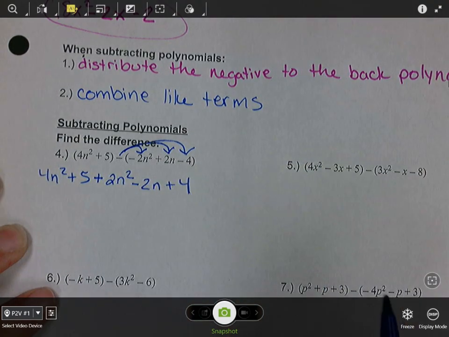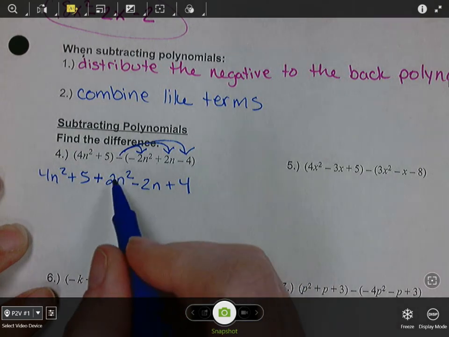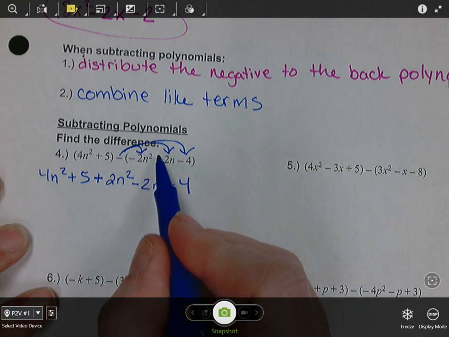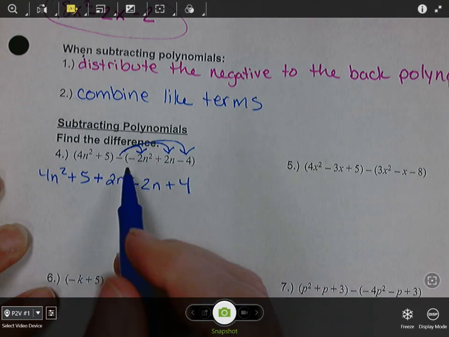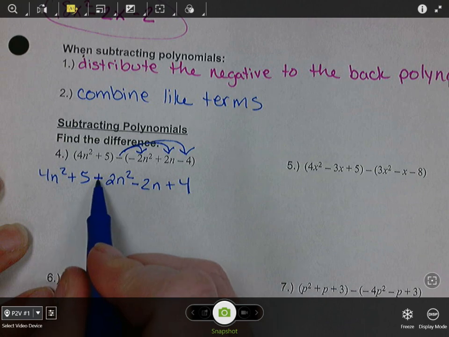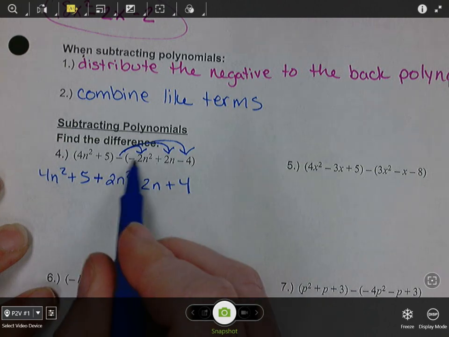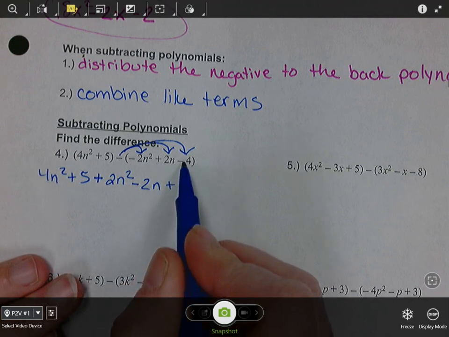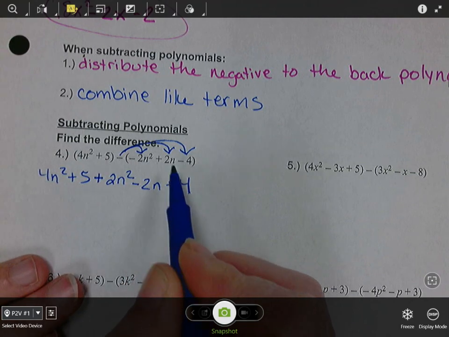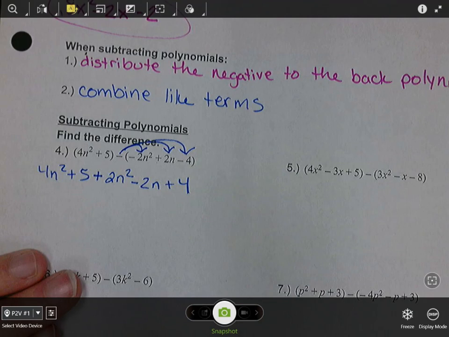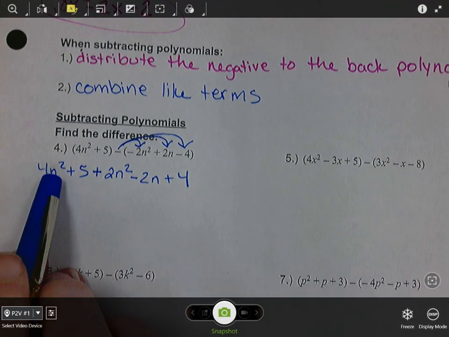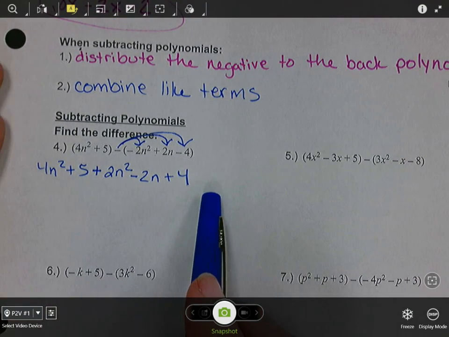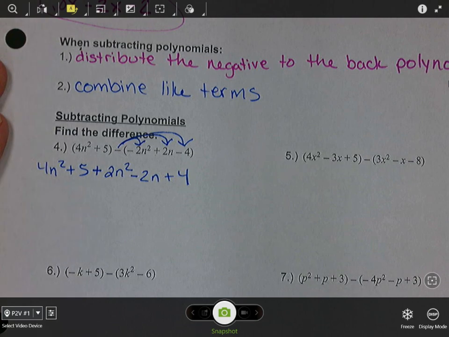Do we just add the rest of it together? Well, we're getting there. Right now, the first thing you do is distribute the negative. So you change the -2n squared to a positive 2n squared. The positive 2n becomes a -2n, and the -4 becomes a positive 4. So you just go through and change all of these signs. Now you're going to do the exact same thing that you did at the top. So now we combine our like terms.